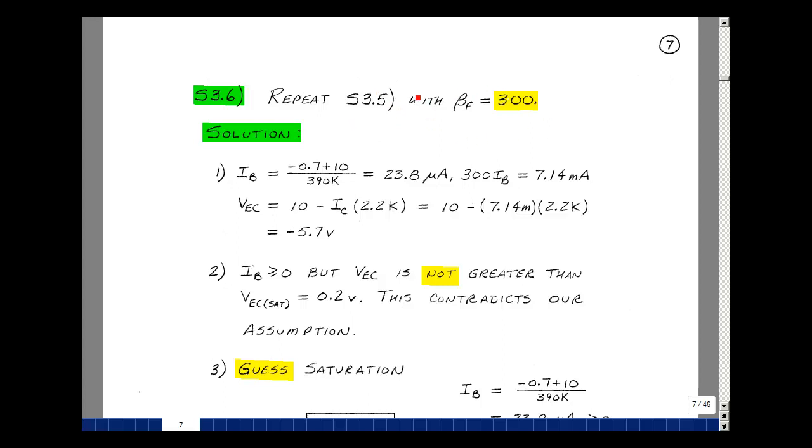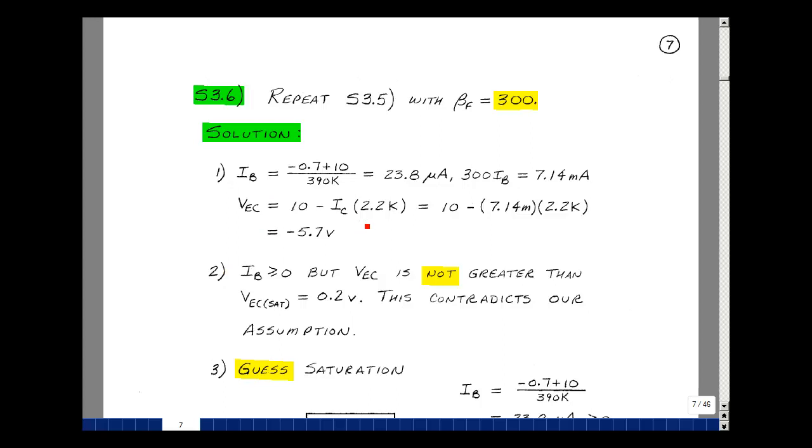We have the same model we had on the previous page, it's just now that we're going to change the beta F value from 100 to 300. The base current calculation is the same because it didn't depend on beta F. It's still minus 0.7 plus 10 over 390K, or 23.8 microamps. But now the collector current is 300 times this number instead of 100. This is 7.14 milliamps.